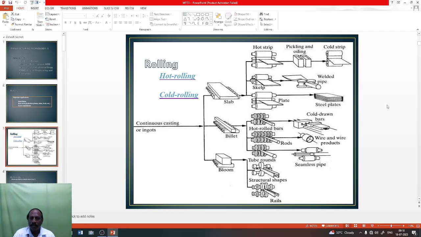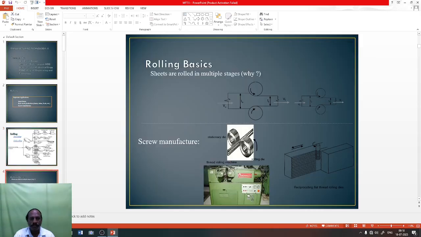So we take the slab, billet or bloom, these types of ingots, and the slab will be changed to hot strips, picklings, oilings, cold strips, welded pipes, steel plates and steel plates in slabs. Billets we go for rolling parts, and cold rolled round bars, wires and wire products and seamless tubes. These are produced from billets. And from blooms, we get tube rounds, seamless pipes, structure strips and rails.